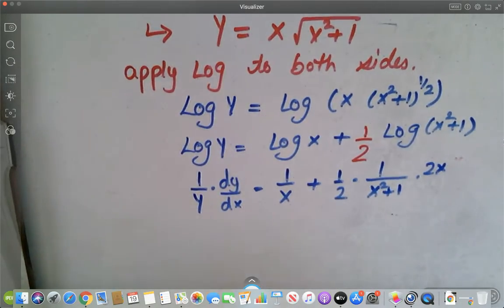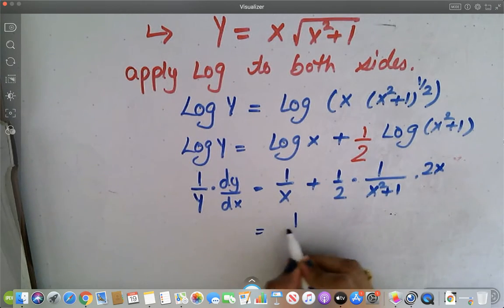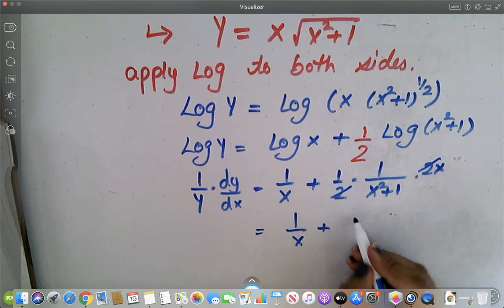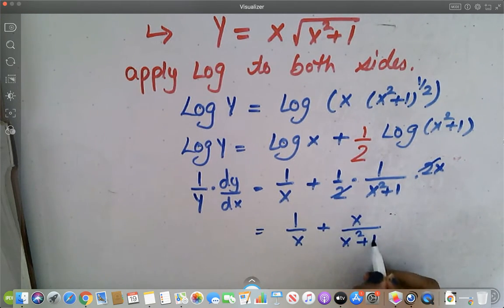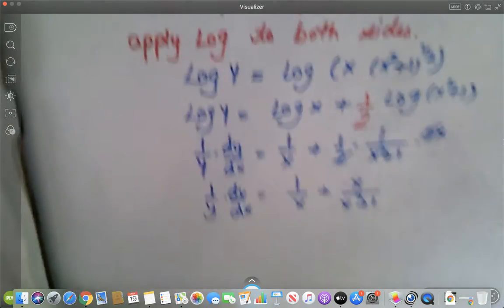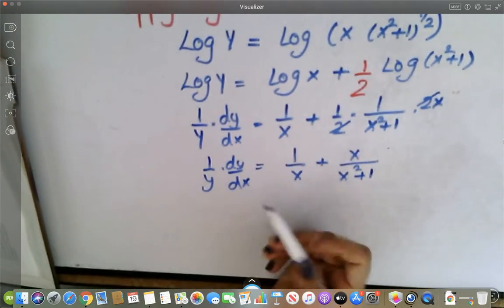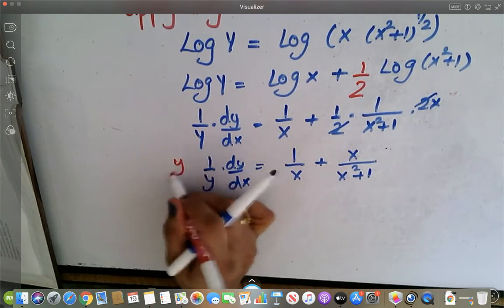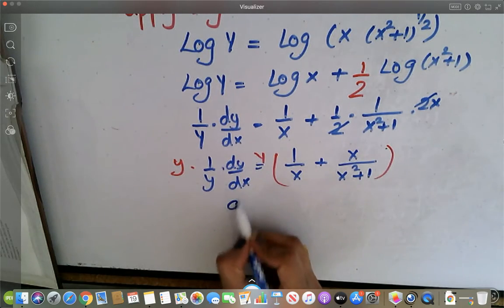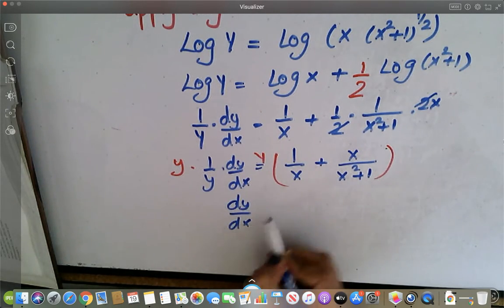Now the rest is just simplifying. So this one I have 1 over x. This one I can cancel out the 2's. So I have x over x squared plus 1. And I have 1 over y dy over dx on this side. Finally, almost there. So I need to solve this equation for dy over dx, which means I would multiply both sides by y. So this becomes dy over dx.